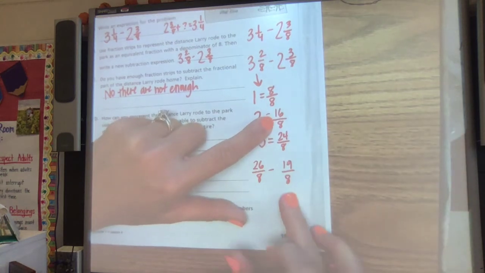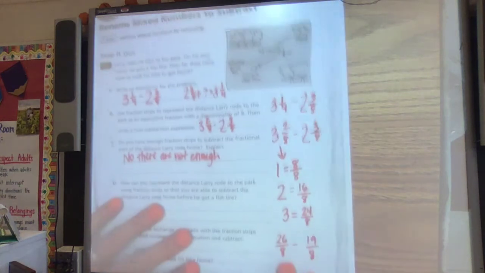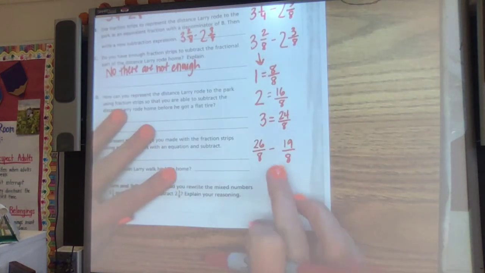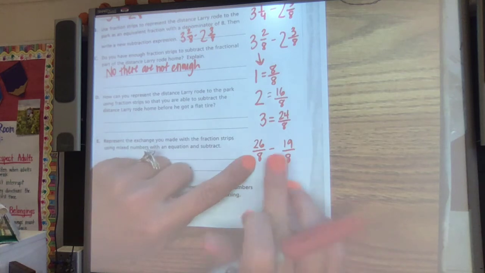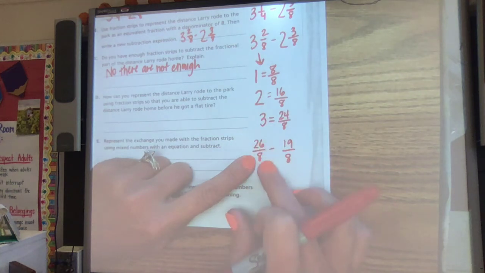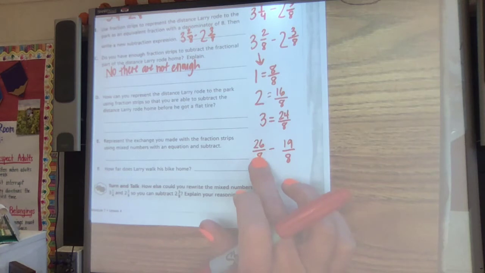Now that I have renamed these mixed numbers as improper fractions, so that's what they're called, improper fractions. We renamed them. We did not change the value. They are still equivalent, but we renamed them, and these are called improper fractions because the numerator is larger than the denominator. It looks kind of funny. It looks kind of improper. But now, since we've represented them in eighths, I can easily subtract them.